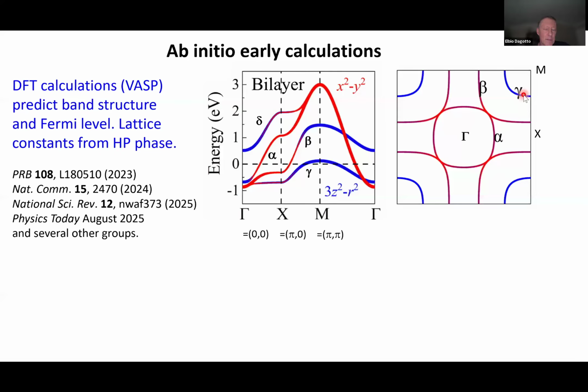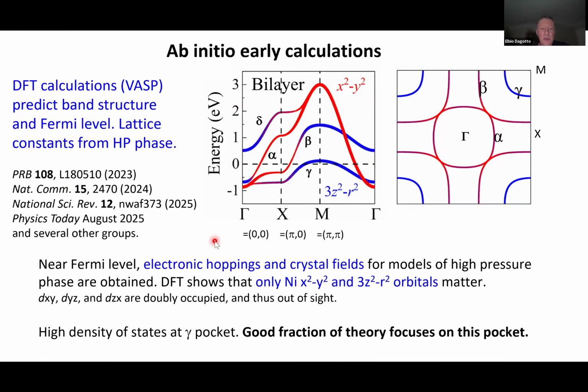So I have here a couple of references from our group and also other references from other groups. These are two very nice reviews that I would like to bring to your attention. With the bands, you can do a fitting, at least in a range of energies, get electronic hoppings, get the crystal field between the two orbitals, construct a model. The other three orbitals of a 3D shell are considered doubly occupied and not included. So, then you can use your best many-body calculation and proceed.